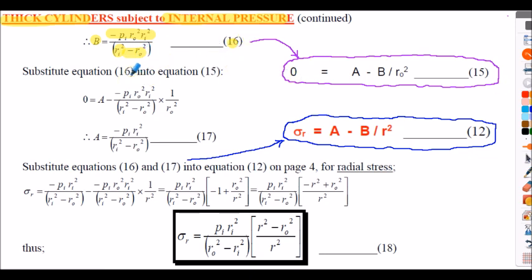We now substitute equation 16 into equation 15, shown here for convenience. We end up with 0 is equal to A minus B, where B is the term from equation 16 above, multiplied by 1 upon Ro squared. Rearranging for A, we find equation 17. If we now substitute equation 16 and equation 17 into equation 12, and simplify, we end up with an equation for radial stress at any location r within the vessel wall.